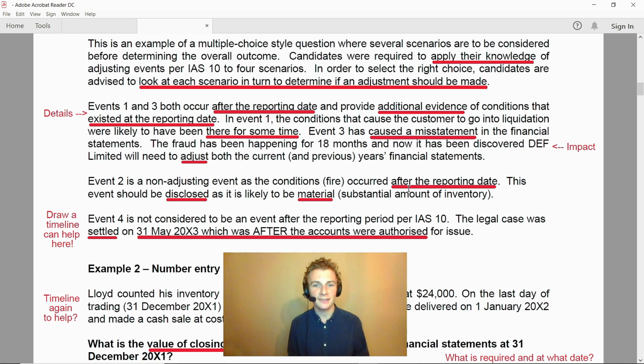In the financial statements, the fraud has happened for 18 months and has now been discovered, so this is the impact. So we needed to adjust for both the current and the previous years. Think about it like that: the 18 months straddles 2 financial years, so it's definitely going to impact not just this year but the previous year. So we're going to have to adjust for that as well, because it has caused a misstatement within the figures. We're now going to either be overstating or understating. It's going to mislead the stakeholders of the financial statements.